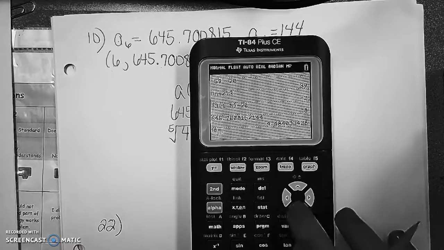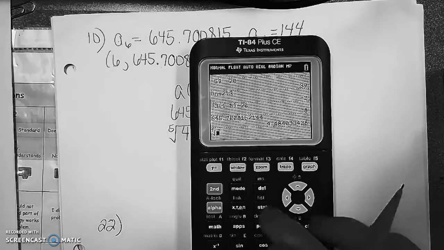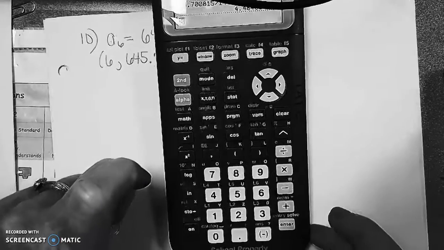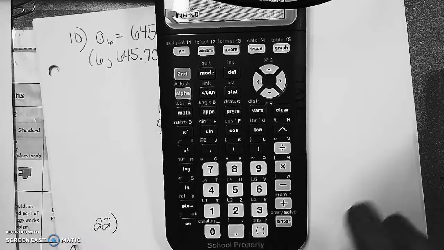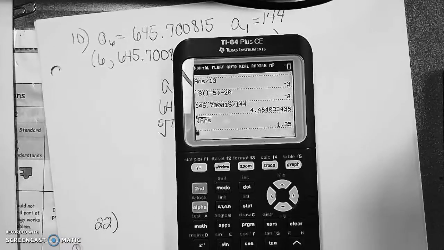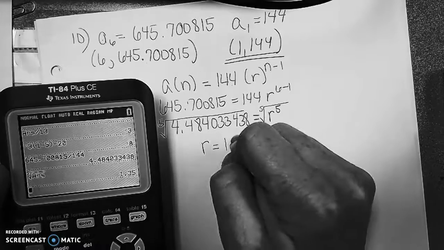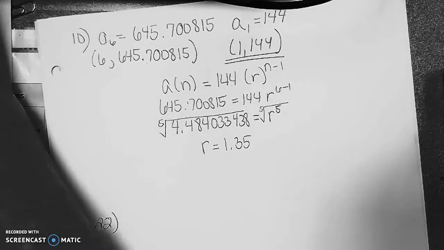And so now I can do the 5th root, and I want the answer in the step before, so I'm going to hit, let me move this so you can see it, second answer. That gets the answer in the step before. And so here r is 1.35.